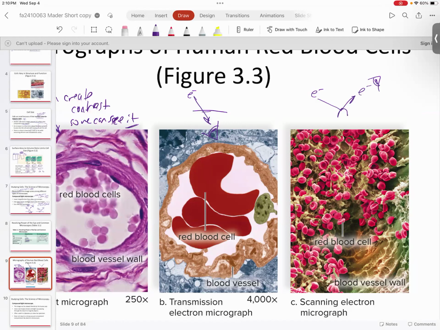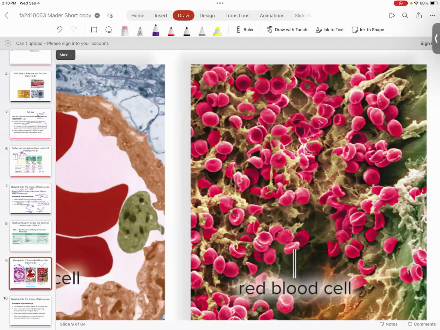So the scannings are like really cool. It's like what it would look like if you were to miniaturize yourself and fly in there, like Fantastic Voyage style, which is a classic 60s sci-fi movie.